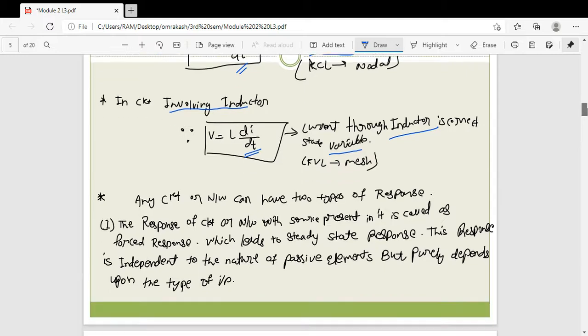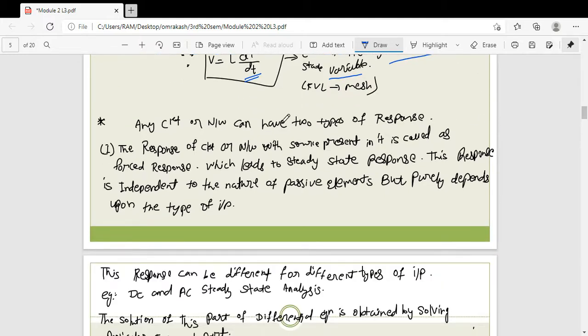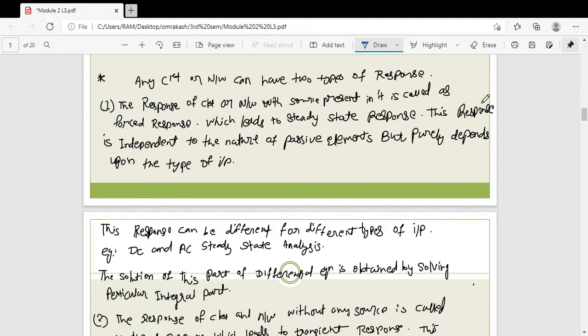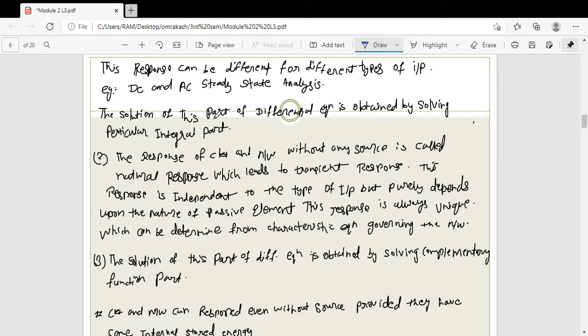Now for any circuit, the response is described in two formats, which I already told you. Total response is equal to transient plus steady state. That is all given here. Now you can easily read it out. There are some important points given. Time constant is also defined here.